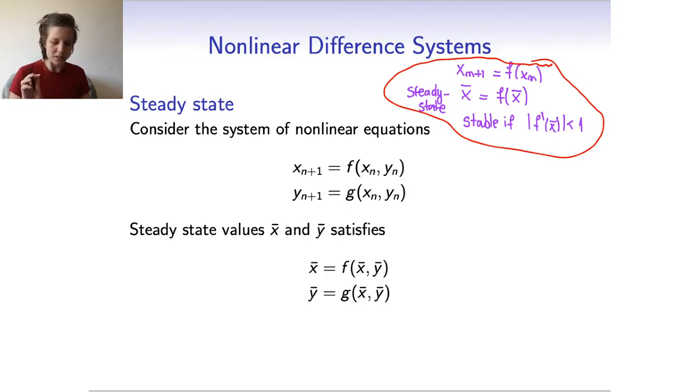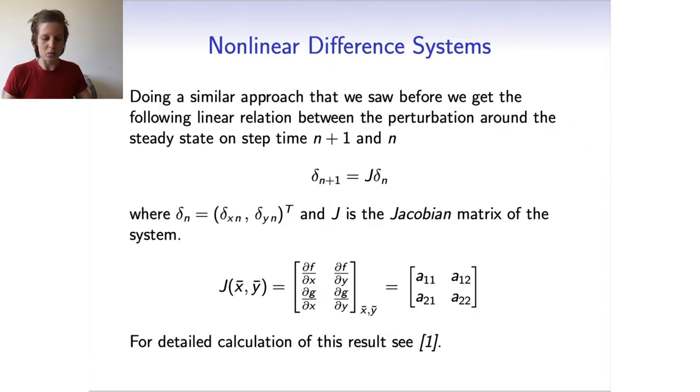So consider the system of nonlinear equations. Now here we have x and y, which depend on each other, and f and g are nonlinear functions. And the steady state, when the system doesn't change anymore, will be given by something like this. And so we do a similar approach here. So we suppose that we are interested in what happens to the point.